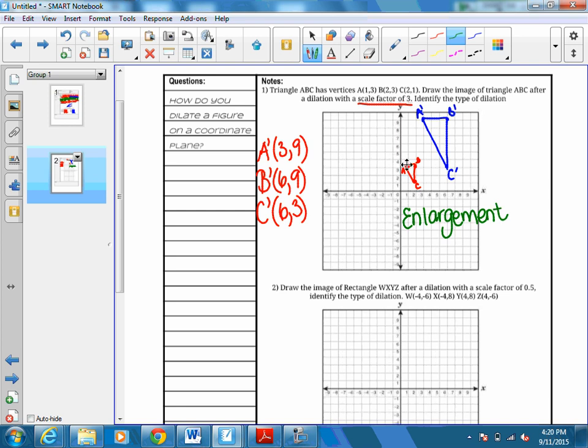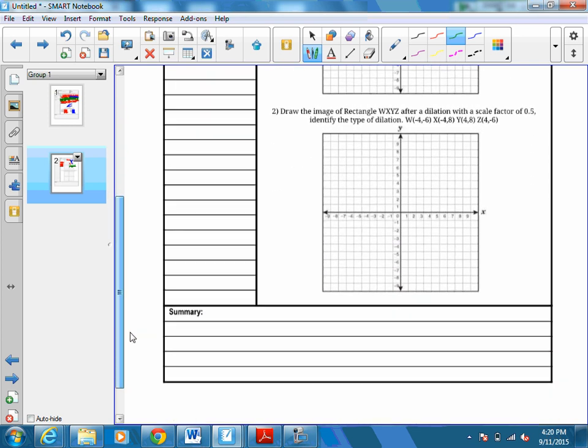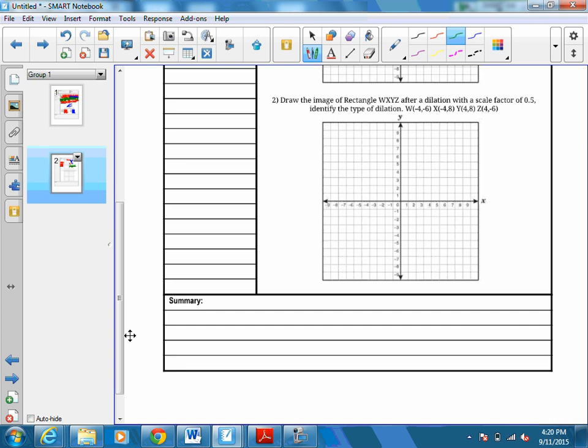Okay, so moving along, let's look at number 2. All right, number 2 says draw the image of rectangle WXYZ after a dilation with a scale factor of 0.5. Identify the type of dilation. So starting with W, W is going to be -4, -6. All right, so that is here.